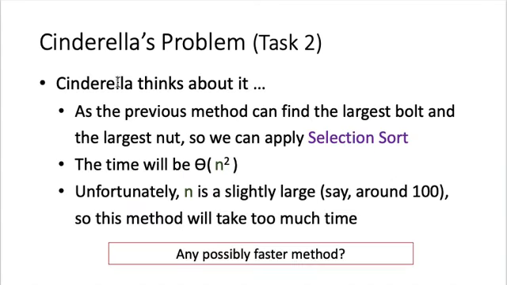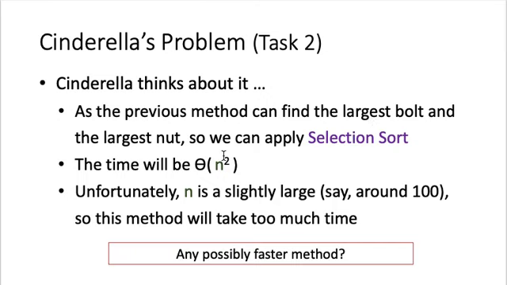So Cinderella thinks about it. Now, in the previous method, we are able to find the largest bolt and the largest nut. So in that case, this allows us to apply selection sort. We can get the largest bolt and the largest nut, remove them, and after that, from the remaining bolts and nuts, we get the largest bolt and largest nut of them, which is now the second largest bolt and second largest nut of all. So this is actually what selection sort is doing, continuously finding the largest one.